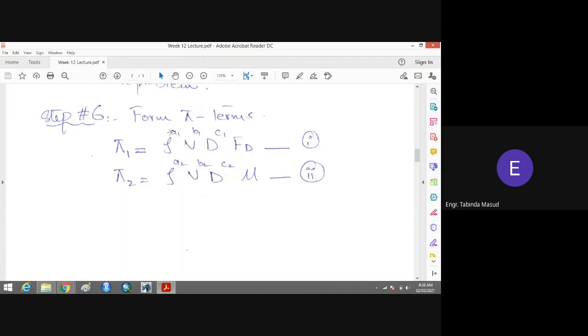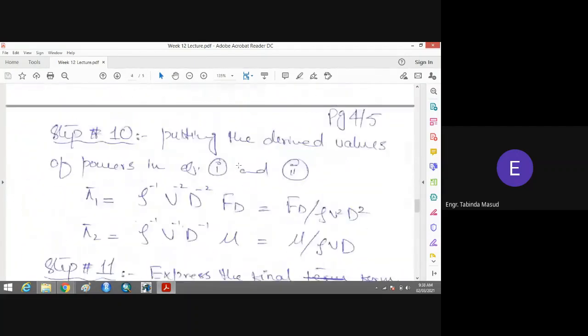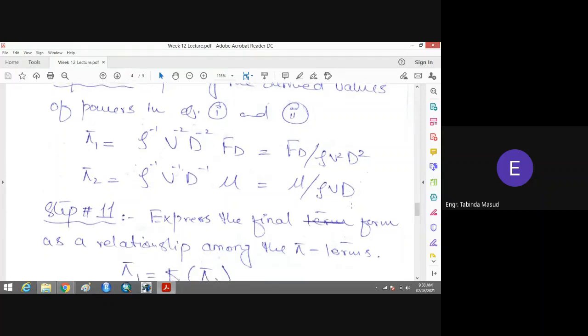Okay, we have got the values of a1, b1, c1, a2, b2, c2. So you will put the values of these powers in equation number 1 and equation number 2. Here you can see I have put the values rho -1, v -2, d -2 into the drag force. So we can simplify it: drag force divided by rho into square of v into square of d. This is your pi 1 group. Similarly, putting the values for the pi 2 parameters, you will get mu divided by rho into v into d. So you have only two pi groups, pi 1 and pi 2.